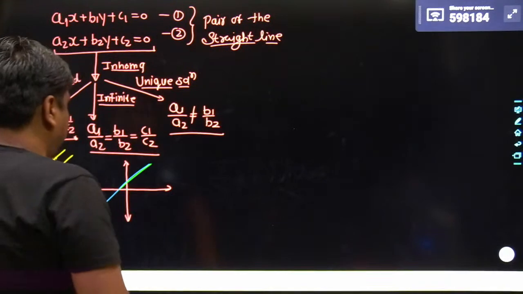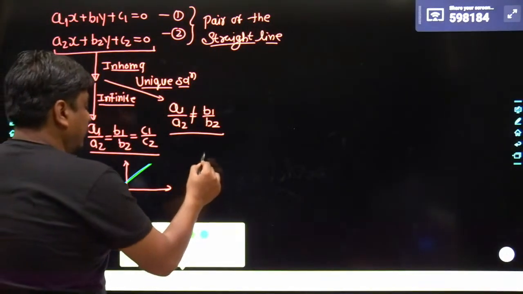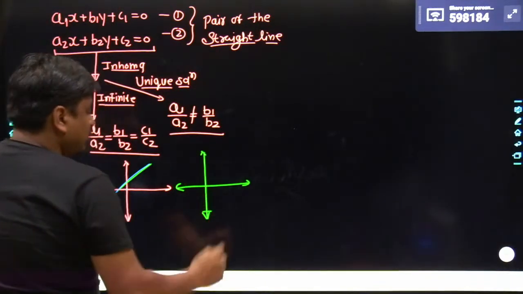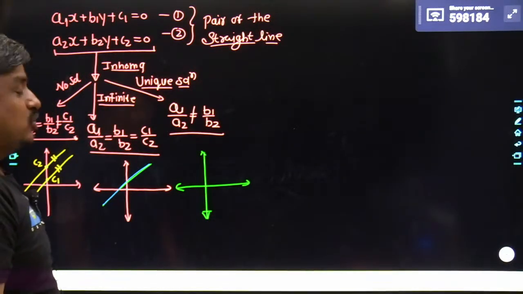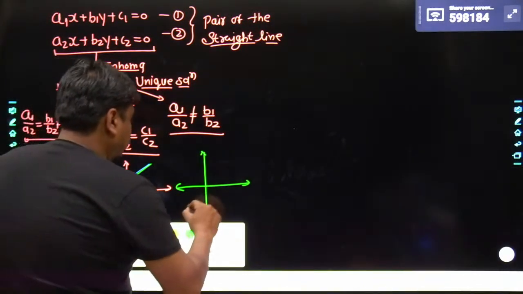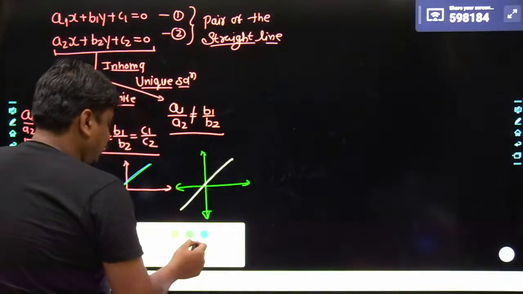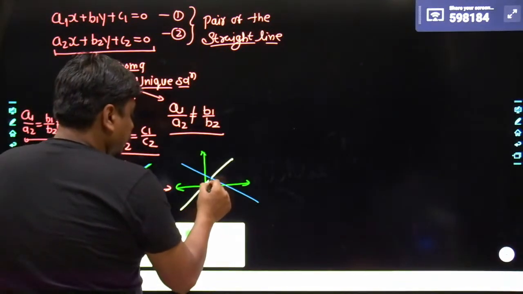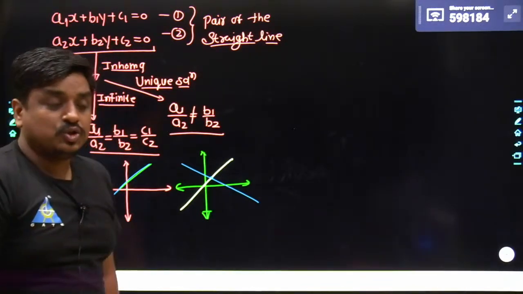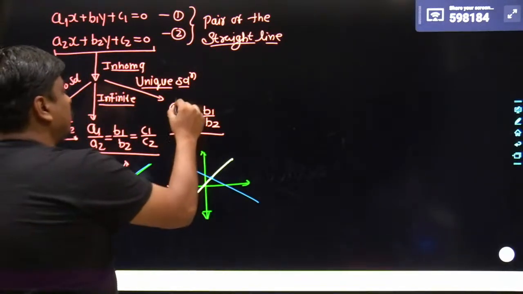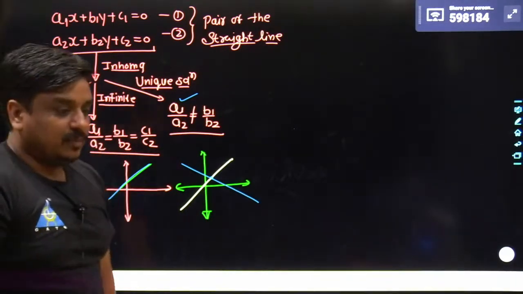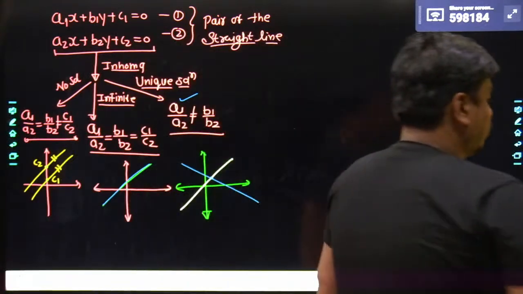Now let's move to the unique solution. When will you have the unique solution? You will have a unique solution if both of these straight lines have two distinct slopes, and if they have two distinct slopes, definitely they are going to intersect somewhere uniquely. And for that, what is the requirement? That's nothing but A1 divided by A2 should not be equal to B1 divided by B2.